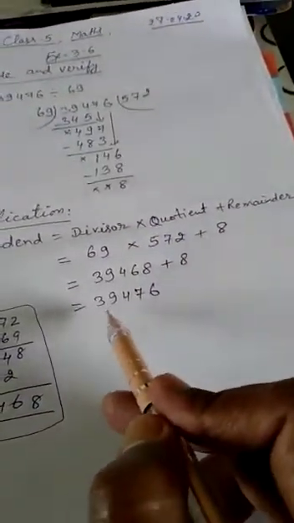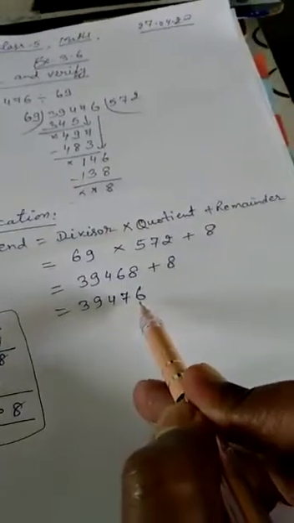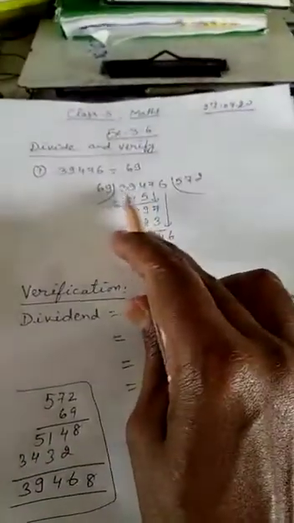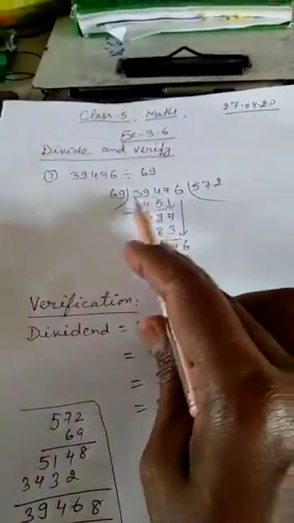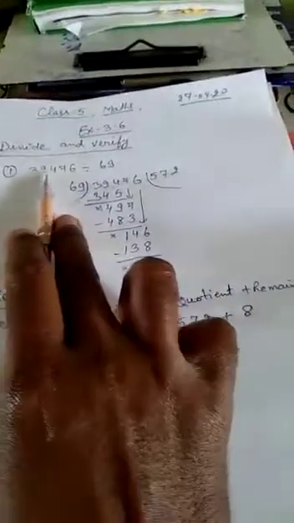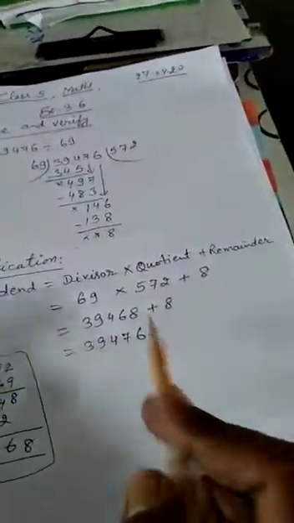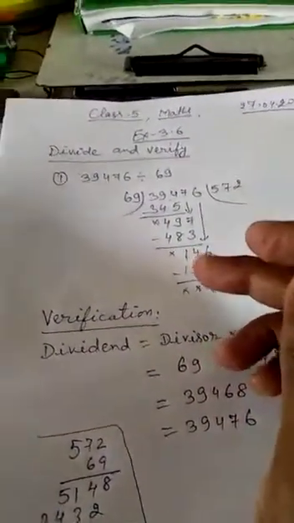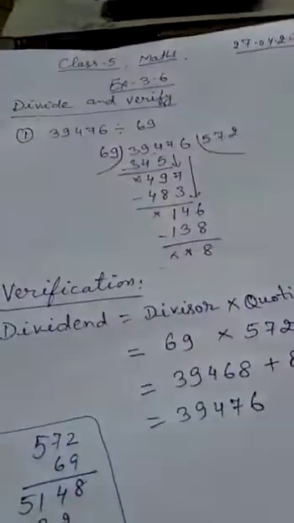In next step, you see 39,476 is the answer, which is equal to the dividend in the question, 39,476. It means in the question dividend and in verification dividend both are same. It means your verification is correct, your division is correct. In this way you will solve other questions also.